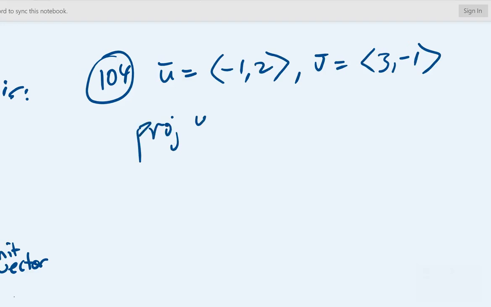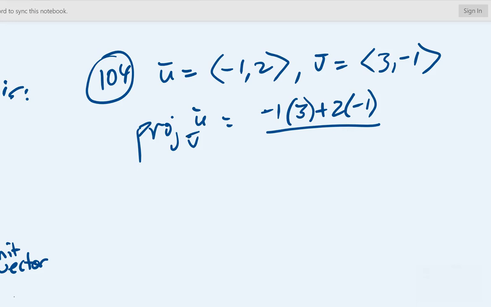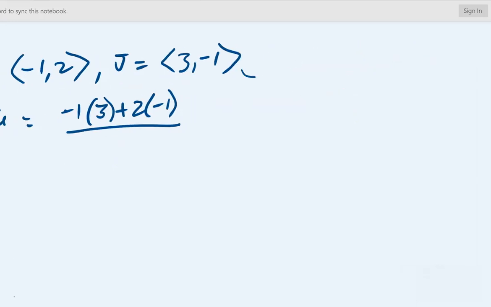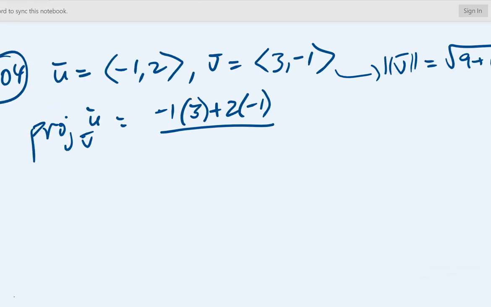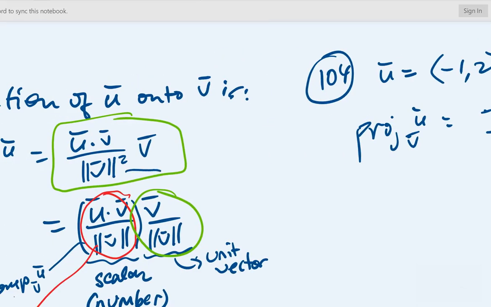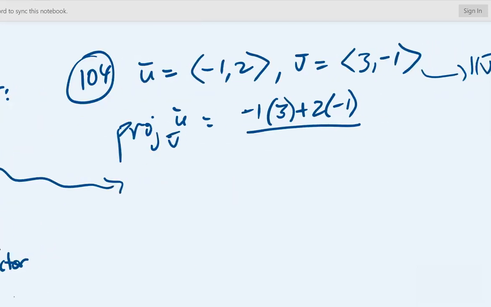Okay, so here we go. The projection of u onto v is going to be u dot v. So it's -1 times 3 plus 2 times -1, over the length of v squared. The length of v, the magnitude of v, is the square root of 9 plus 1, which is the square root of 10. We're going to square that, so now that becomes a 10.